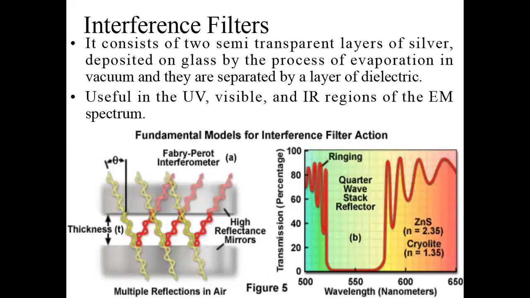Interference filters consist of two semi-transparent layers of silver deposited on glass by the process of evaporation in vacuum, and they are separated by a layer of dielectric. Useful in the UV, visible, and IR regions of the EM spectrum. And in this diagram, we can see at the right side the spectra which we gain from the interference filters, and at the left side we can see multiple reflections in air are used, and we use high reflectance mirrors.